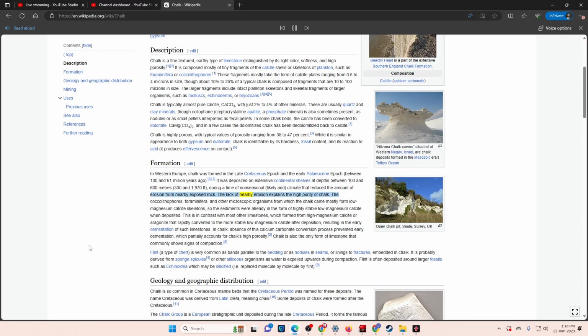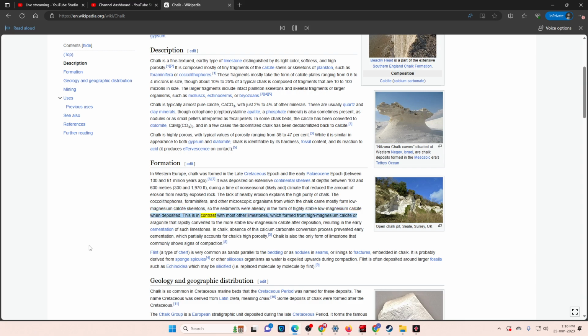The lack of nearby erosion explains the high purity of chalk. The coccolithophores, foraminifera, and other microscopic organisms from which the chalk came mostly form low-magnesium calcite skeletons, so the sediments were already in the form of highly stable low-magnesium calcite when deposited.